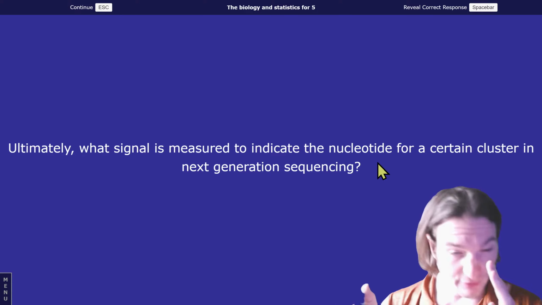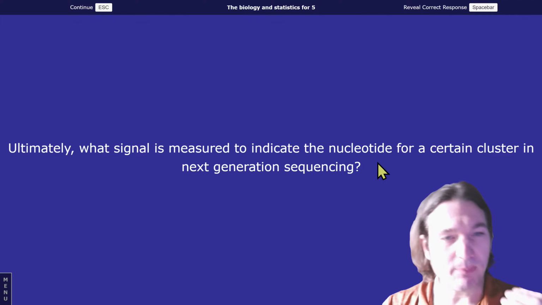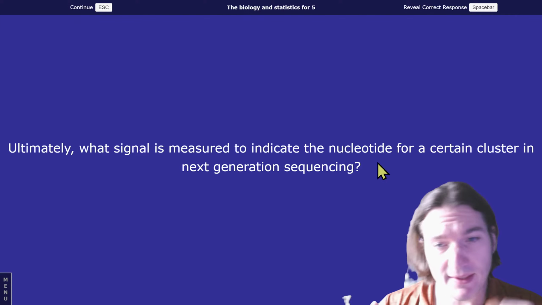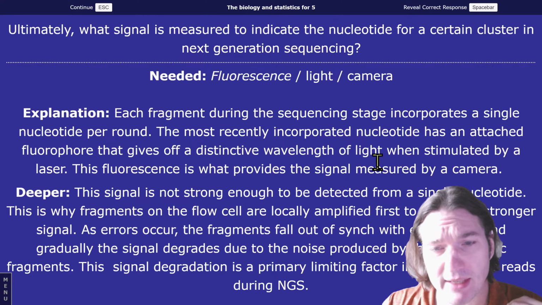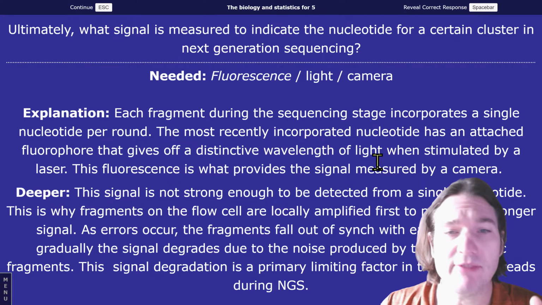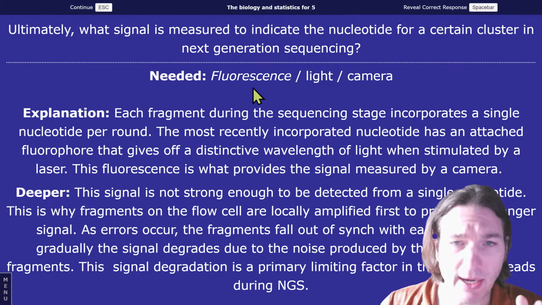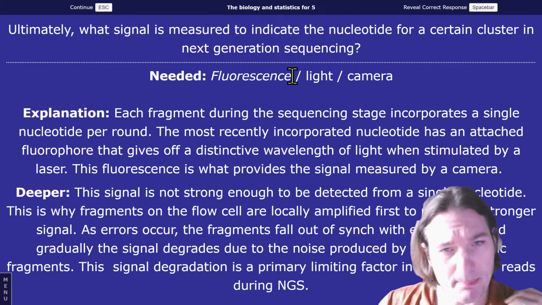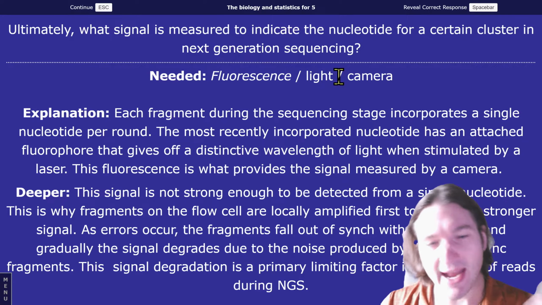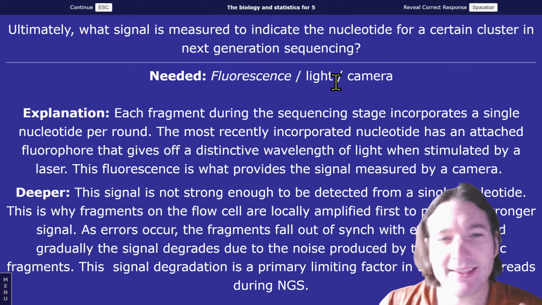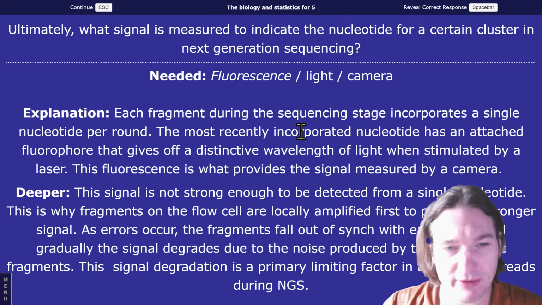A lot of different ways we could refer to that. Specifically, it's a process known as fluorescence. That fluorescence is produced by the stimulation and excitation of electrons via a laser. So fluorescence is probably the best answer. I also accepted camera, so it's the camera that detects that light. But in the end, that's how it works.